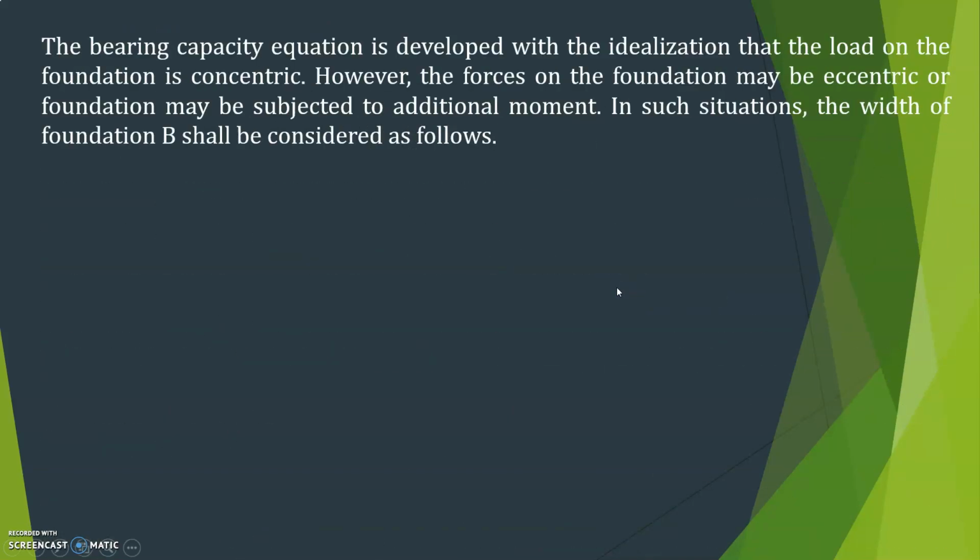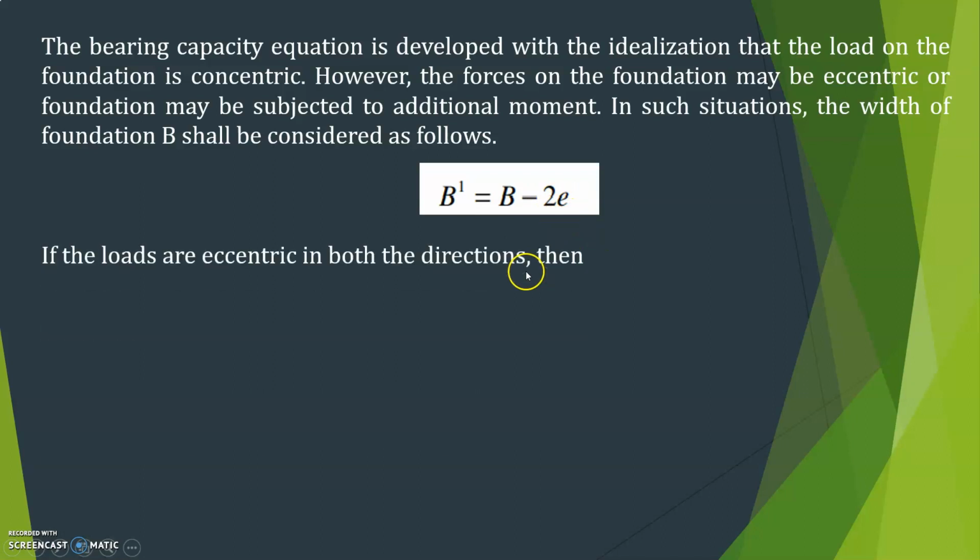The bearing capacity equation is developed with the idealization that the load on the foundation is concentric. However, the forces on the foundation may be eccentric, or the foundation may be subjected to additional moment. In such situations, the width of the foundation B shall be considered as follows: B dash equal to B minus 2E. So while calculating the size of B dash, you have to consider B minus 2E, because eccentricity is there and that has to be considered.